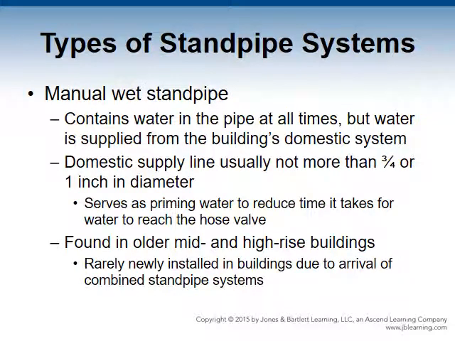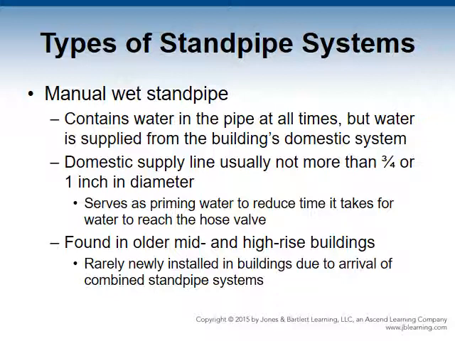Manual wet standpipe. This system contains water in the pipes at all times, but it is supplied from the building's domestic water system instead of a dedicated fire service line. Usually, the pressure and amount of available water from the domestic systems are inadequate to support manual firefighting operations. The required water flow and pressure will be supplied through the fire department connection. The domestic supply line tap size is usually not more than 3/4 or 1 inch in diameter.